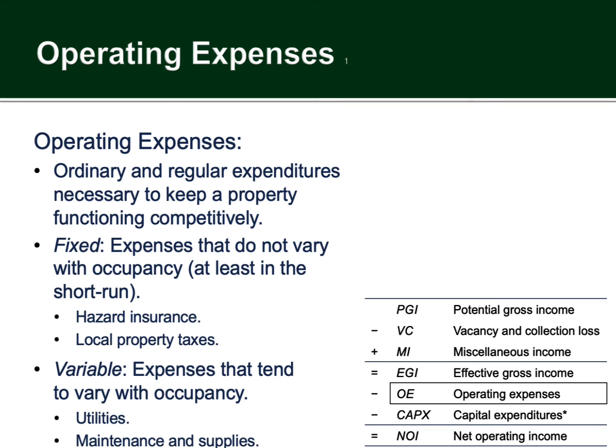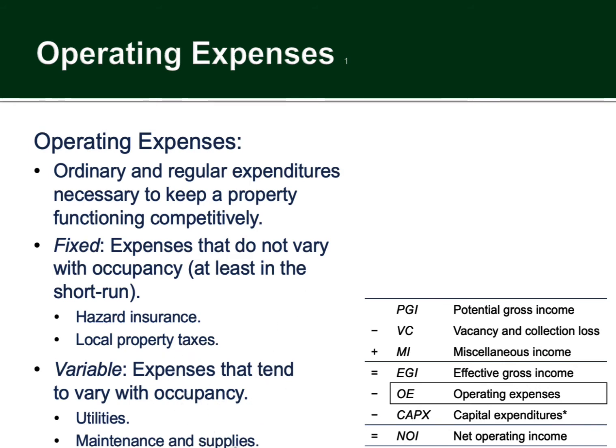Now that we have our effective gross income, though, we subtract out any operating expenses. And this is money that we spend because it's necessary to keep the property running. Operating expenses can be fixed, like annual insurance payments or property taxes. They're fixed because they don't vary as a function of occupancy. So whether we have 5% vacancy or 50% vacancy doesn't change the fact that we have to pay the same amount in property tax on this property.